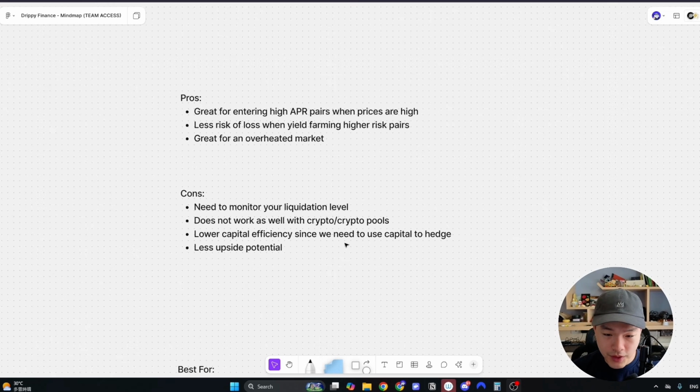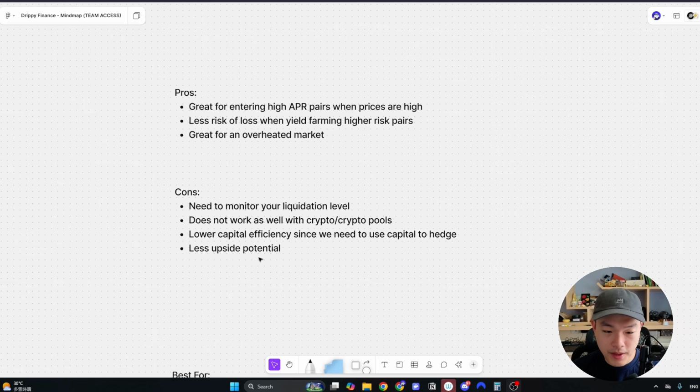There's lower capital efficiency since we do need to use some capital to hedge. But the good thing is you are still going to be earning the funding rate if the funding rate stays positive on the different perps platforms. There's also less upside potential because again, you're putting a short hedge, you're shorting the token. So if the token keeps moving up in price, your upside is going to be less than without a hedge, right?